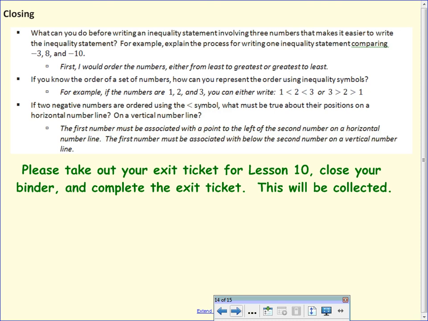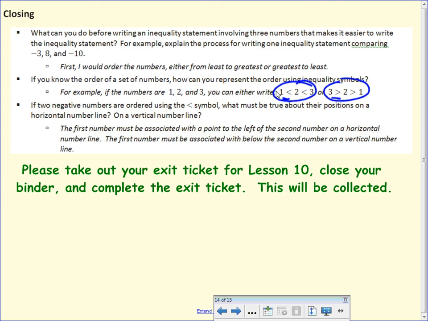So what can you do before writing an inequality statement involving 3 numbers that would make it easier to write the inequality? Before we fill in the symbols, what's the first thing that we should do with the digits? If you had to write an inequality statement, what would be easier to do? What did we do with the digits first? Yep, order. Put the digits in order from least to greatest, then go back in and fill in your inequality symbols. Okay? So if we have the set of numbers, we can write them either way, with the less than or the greater than symbols, as long as they don't specify. If they ask from least to greatest or greatest to least, then you have to be careful which order you write them in.